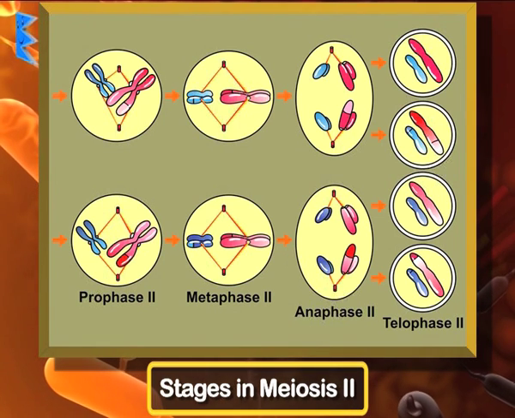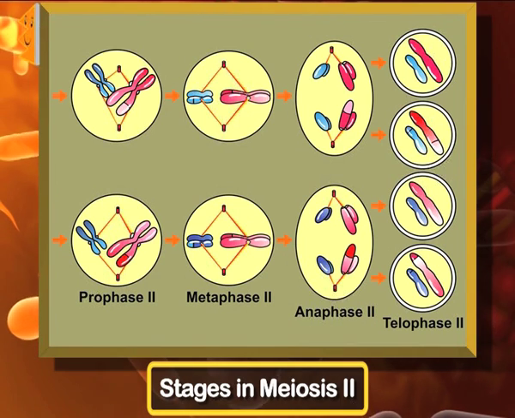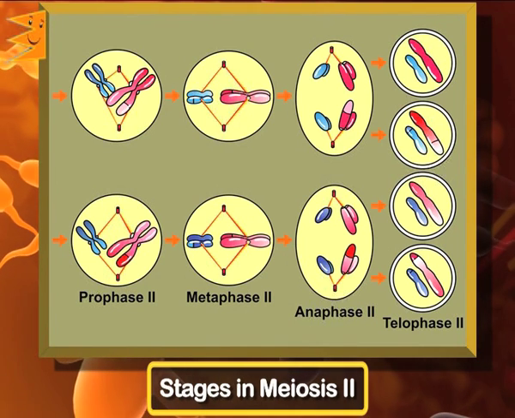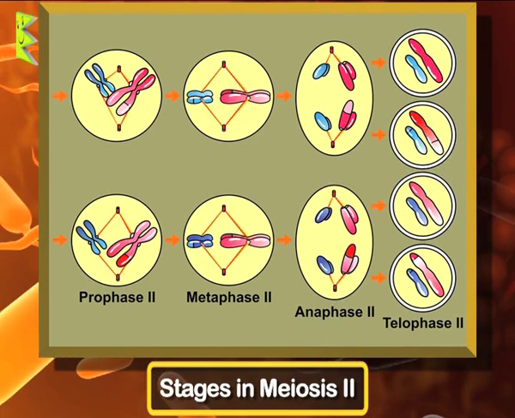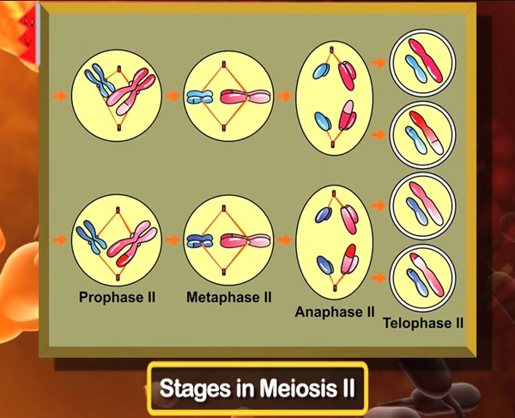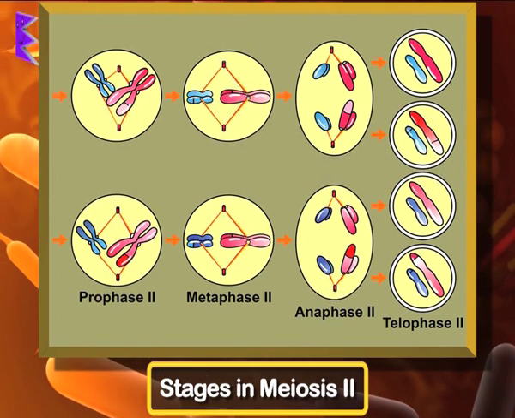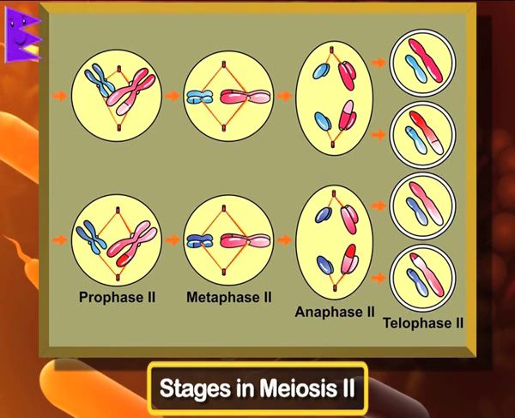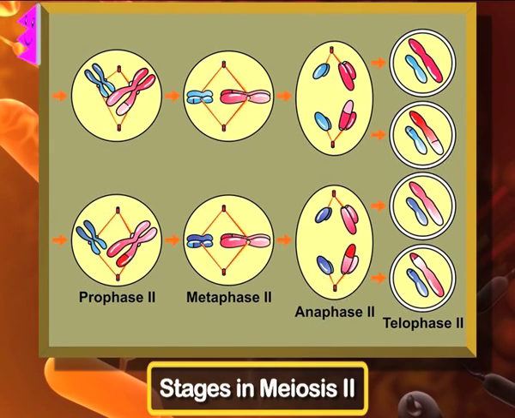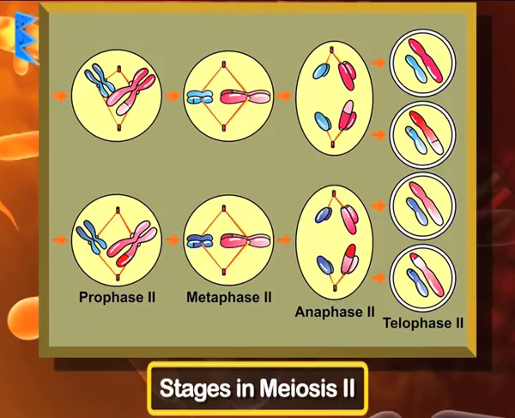Telophase II. Now around these two groups of chromosomes, the nuclear envelope starts to appear and then cytokinesis takes place and two daughter cells are formed. You can see in the diagram how two daughter cells are coming from Meiosis-I and how two daughter cells are coming from Meiosis-II, forming a tetrad of haploid daughter cells.